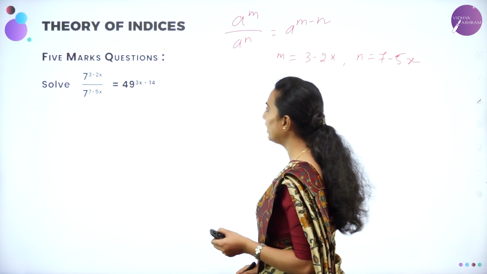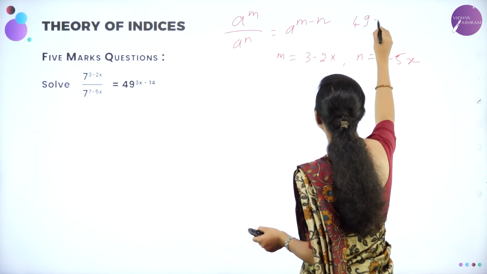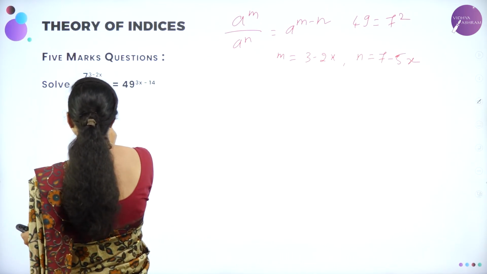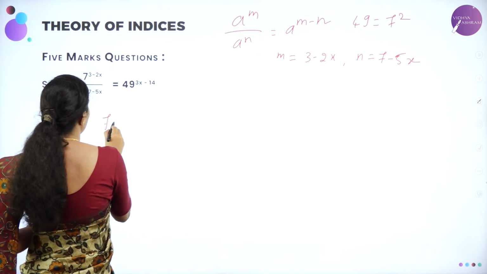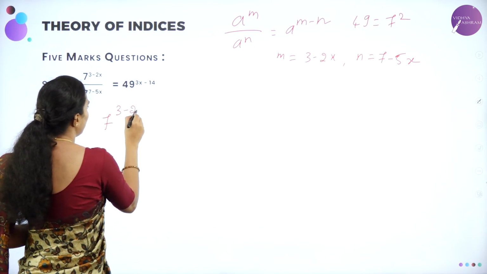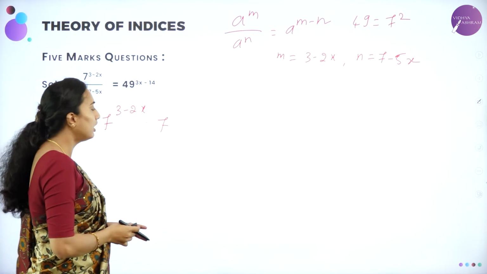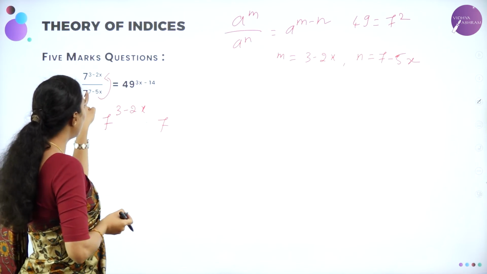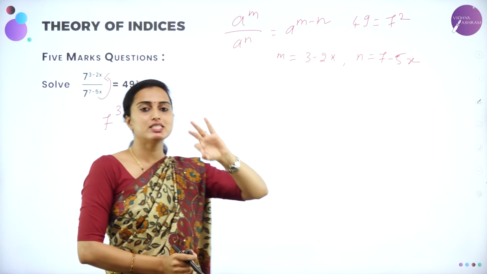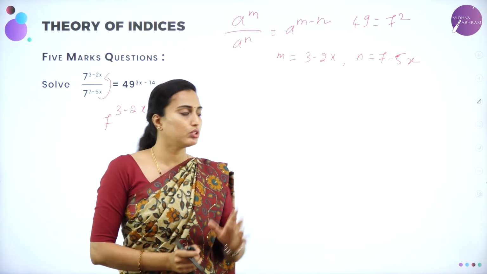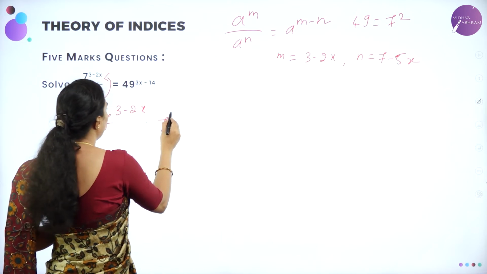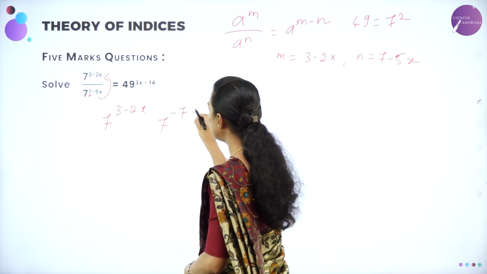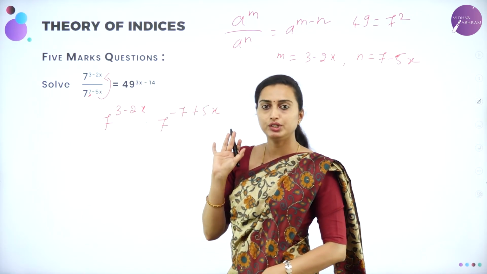Right? So similarly, I can write 49 is equal to 7 squared. So writing 49 as 7 squared, I can write this as 7 power 3 minus 2x into 7 power. If this goes to the numerator, what will it become? What is positive in the power will become negative, and what is negative will become positive. Understood? So I can write this as 7 power minus 7, because you have plus 7 here, and minus 5x will become plus 5x. You need to understand that.